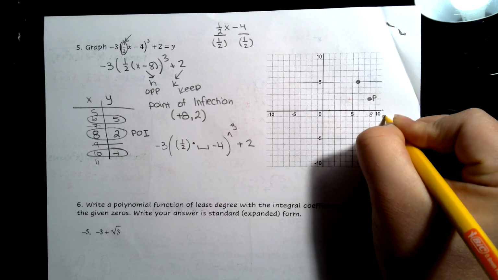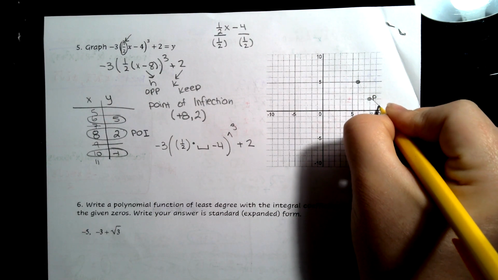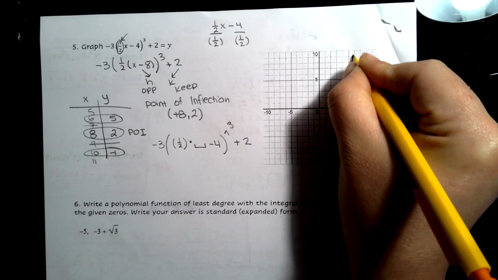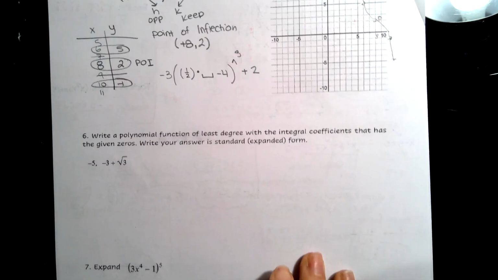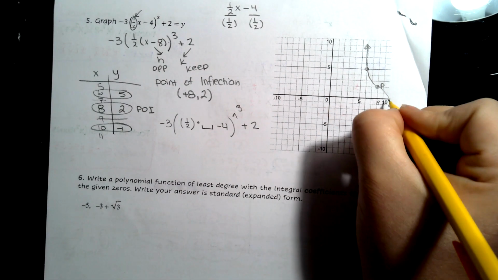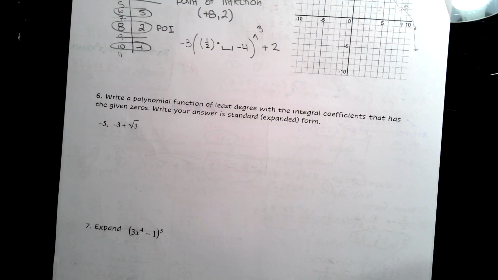And then -1. Put your pencil on your point of inflection, curve down, and then curve up. Should look something like this. There should be no point here. Smooth curve. All right. Question number 6, we have 2.